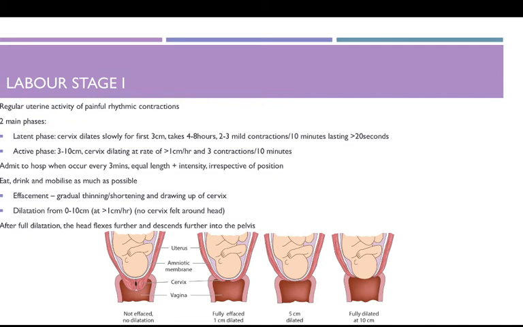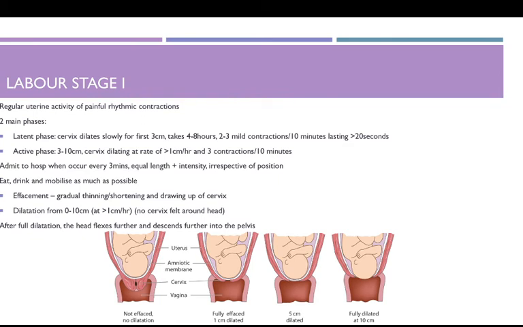So the active phase is between 3 centimeters to 10 centimeters, 10 centimeters being fully dilated. In this time period, the cervix is dilating at a rate of 1 centimeter or more an hour, and women are getting 3 contractions every 10 minutes usually.